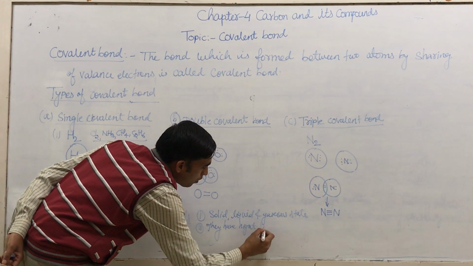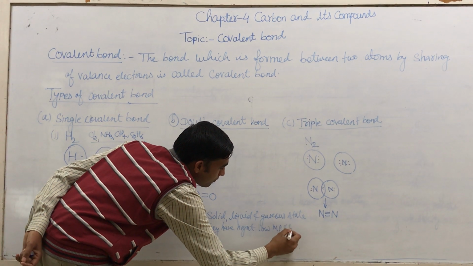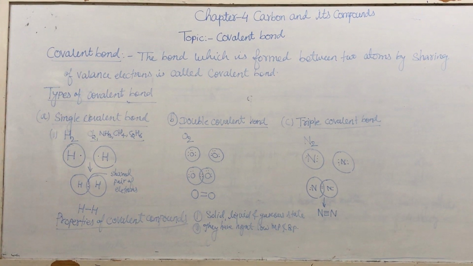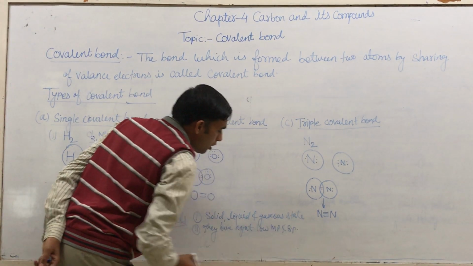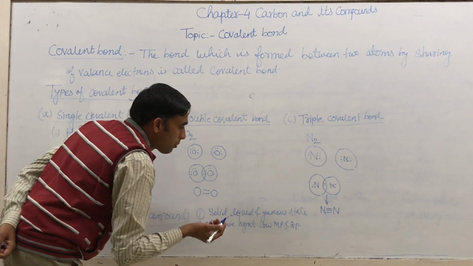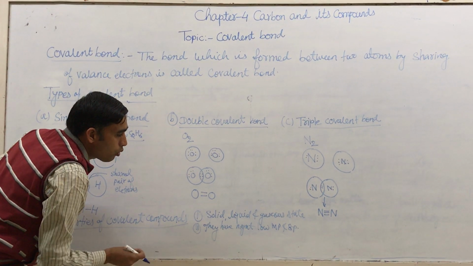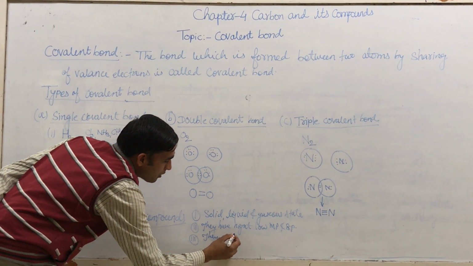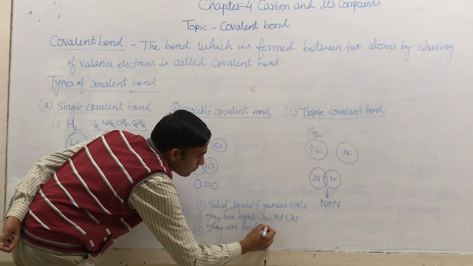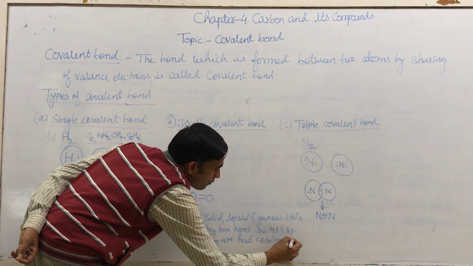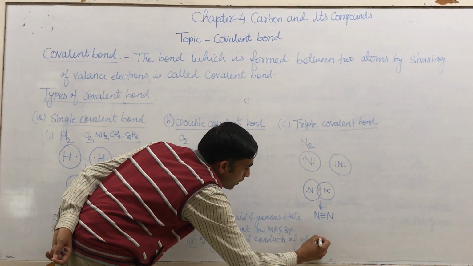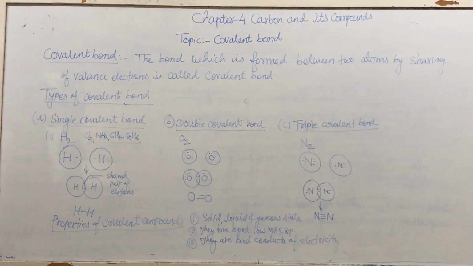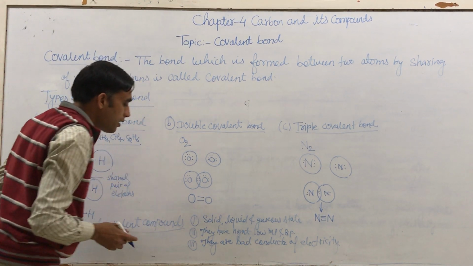They have low melting and boiling point, not high. It is because they have very weak force of attraction between molecules, so they require very little energy to heat, so they have low melting and boiling point. And the third is they are bad conductors of electricity. It is because they do not have ions, and because of not having ions they are poor conductors of electricity.